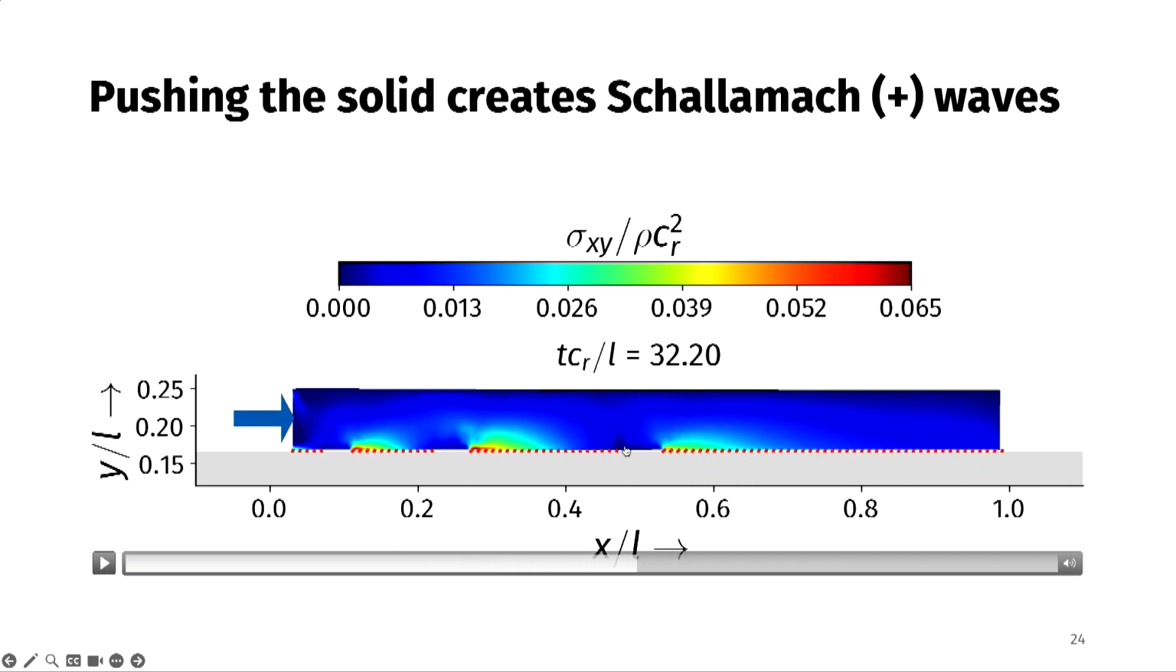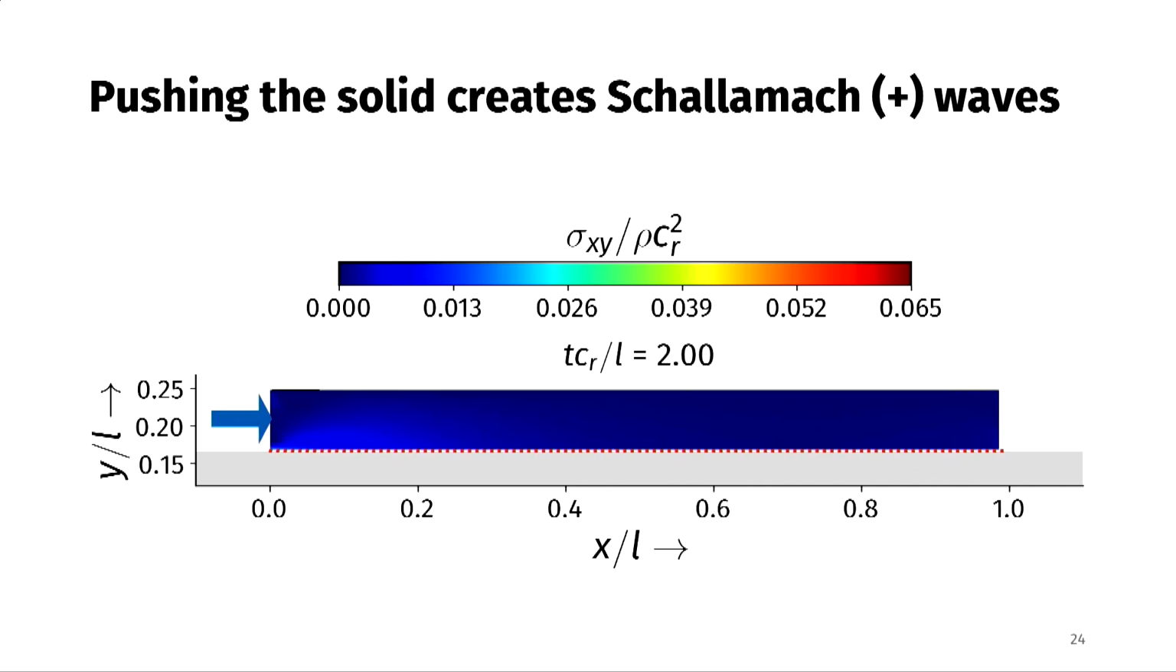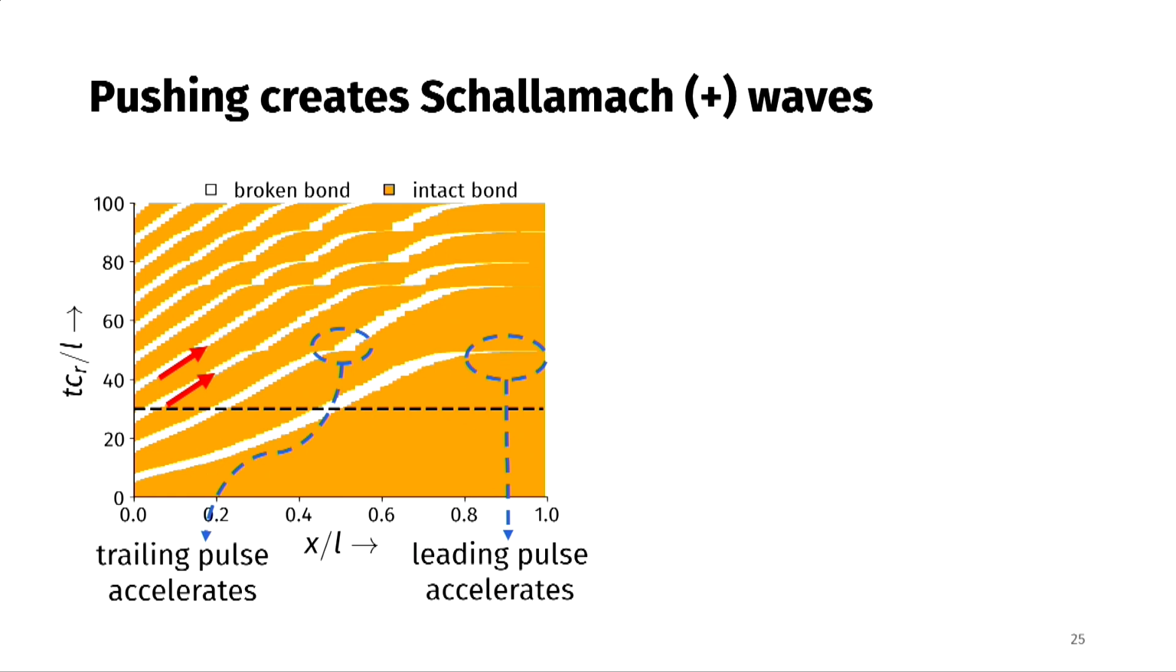That's point number one. The second is as these waves come to the other end of the contact, they suddenly start accelerating. So you see, for instance, that goes off, right? And the same thing happens to subsequent waves. As they come to the right end, they accelerate. These are the analog of the plus waves we saw earlier, right? The Schallamach waves that were going the same direction with detachment.